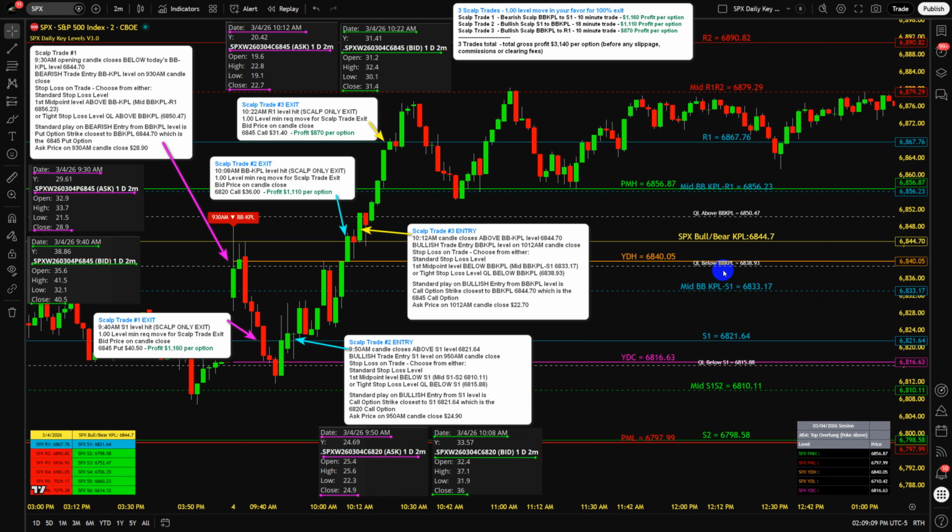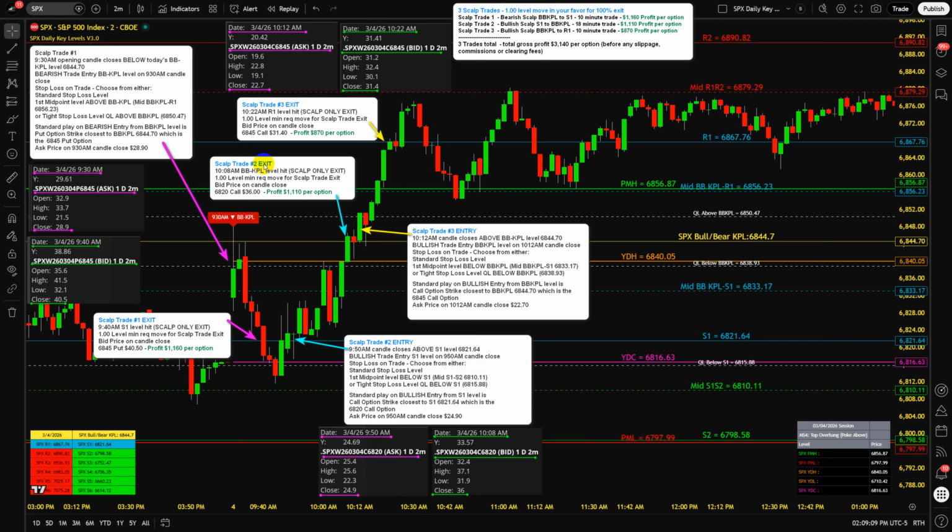However, and as we mentioned earlier, we're just going to look at the standard play, which is the at the money option closest strike to the price of the level we're taking the trade from, 68.2164. So that's going to be the 68.20 call option. Here we have the ask price of the 9:50 a.m. candle close, which is 24.90.